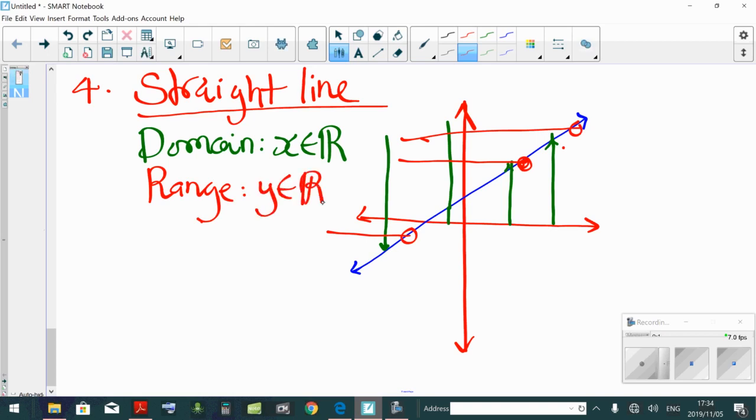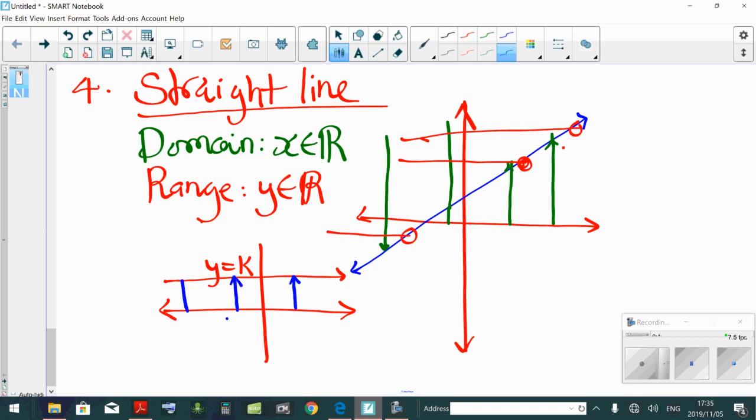This is always the case, except for the case where your straight line is parallel to the x-axis. The straight line is y is equal to k. Then here we can see still our domain is all values of x, because we will always encounter our graph.